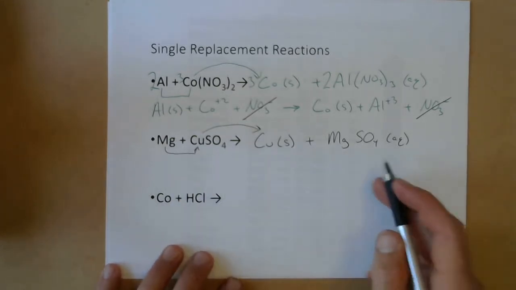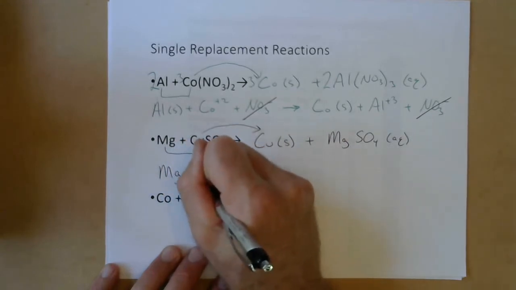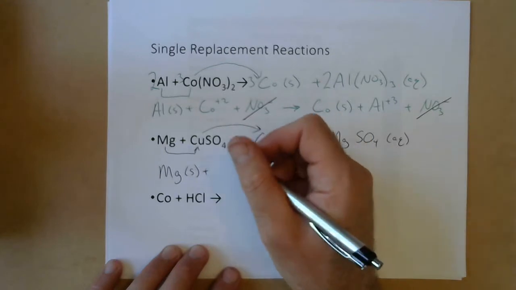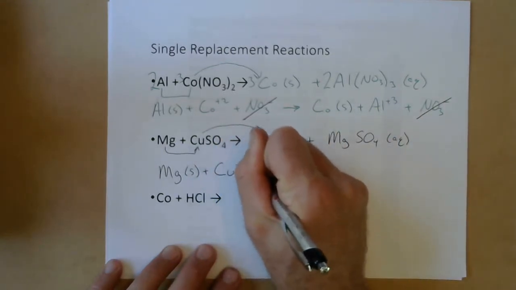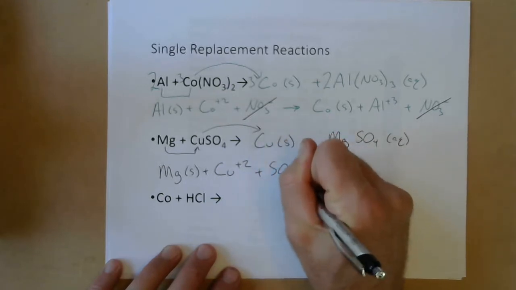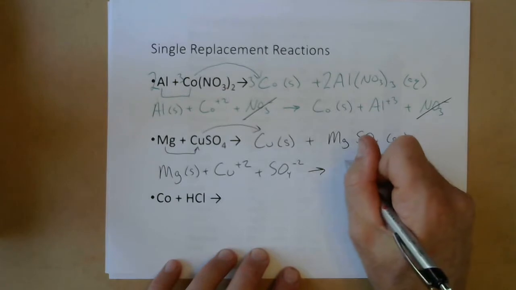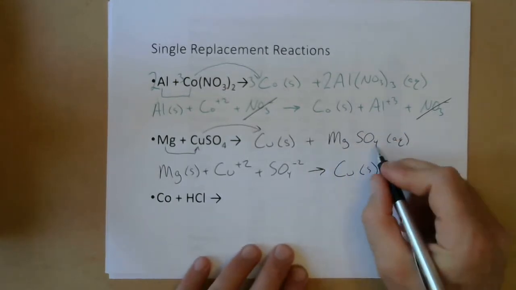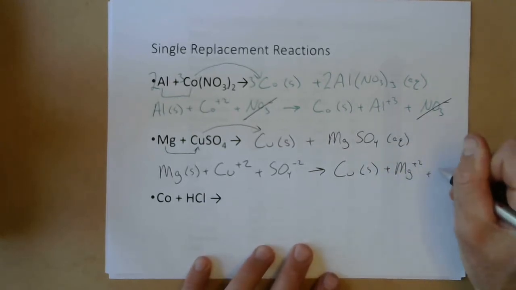We can write out the net ionic equation for this one as well. So you get magnesium, solid, and then copper sulfate is an ionic solution that's aqueous, so it's going to be present as ions. Cu with a +2 plus SO4 with a -2 charge. And then we have copper as a solid. Magnesium sulfate will be present as ions, so magnesium and sulfate.